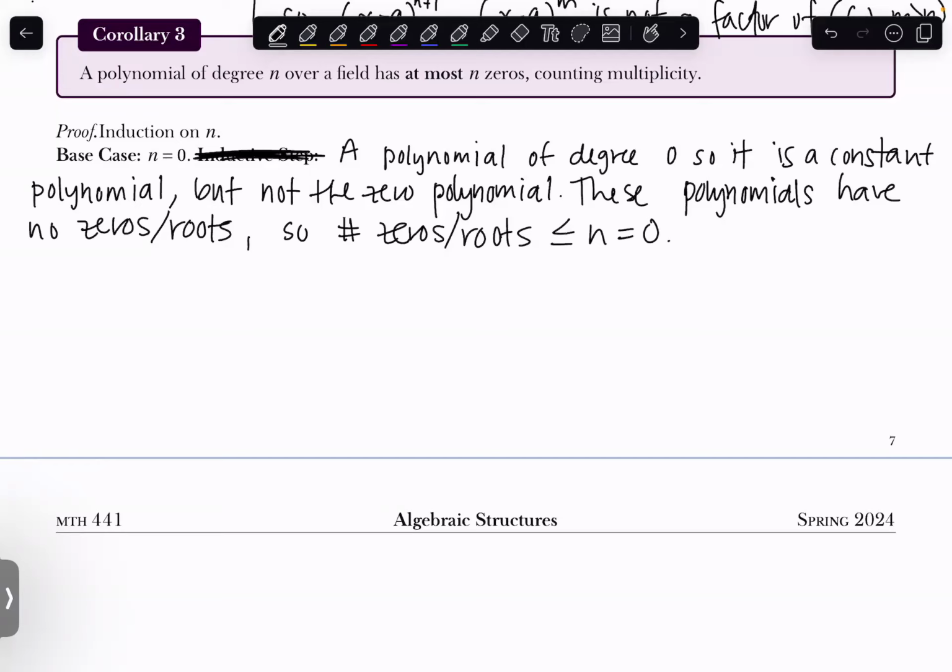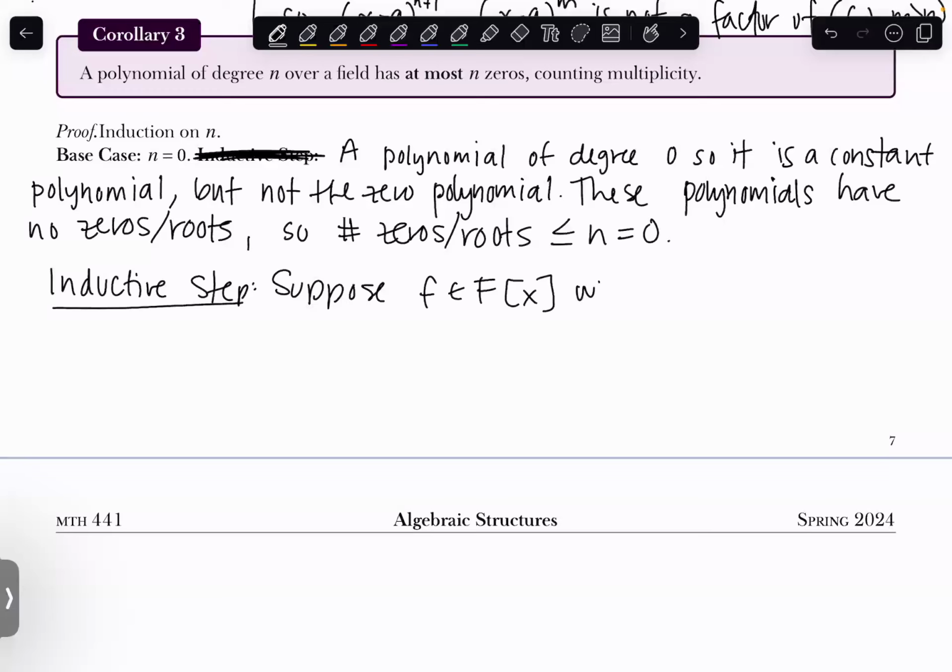Okay, so now I actually do my inductive step. So I want to start with something of degree n, assume it worked for anything smaller, and show that it'll work for this specific level now. So here in my inductive step, I'm going to suppose I have a polynomial where my coefficients are coming from my field capital F with degree n. So degree of F is equal to n.